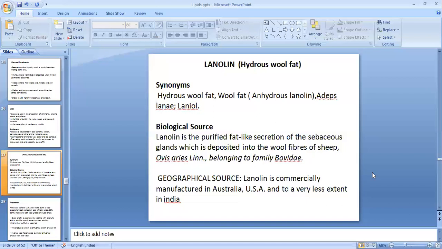And next is the geographical source. It is mainly manufactured in Australia, USA, and to a lesser extent in India.